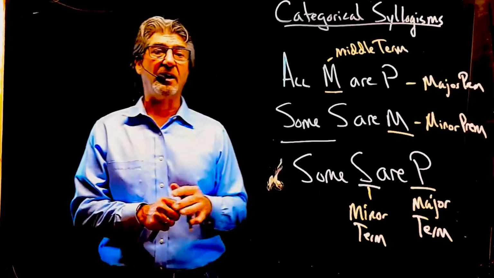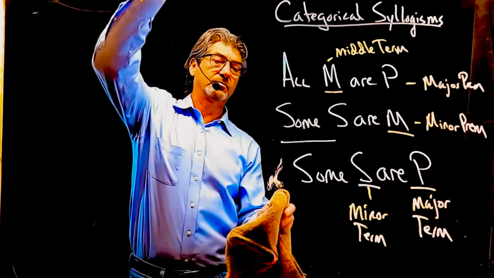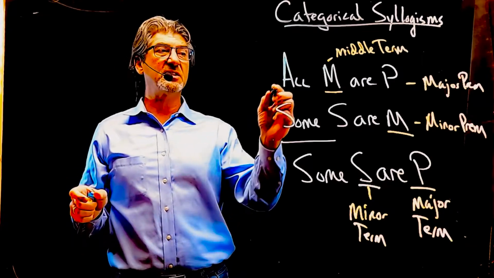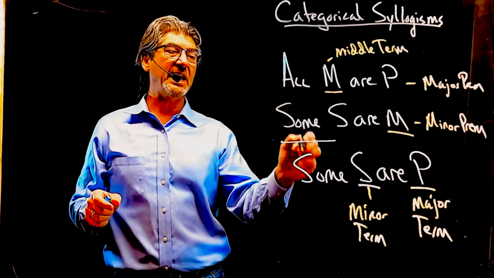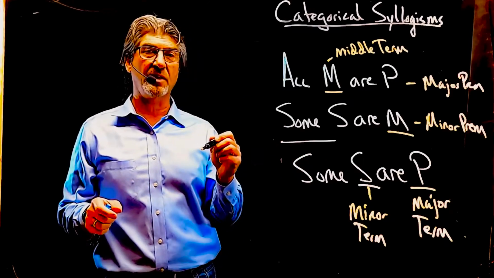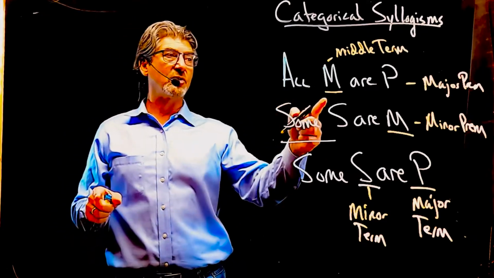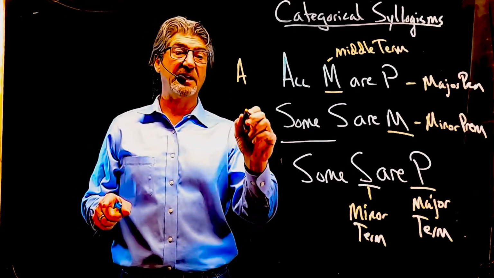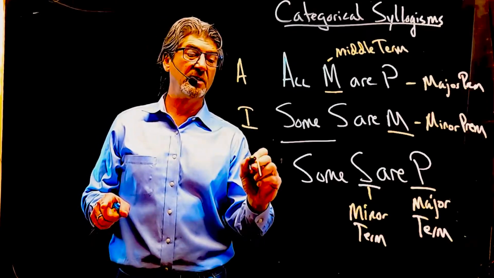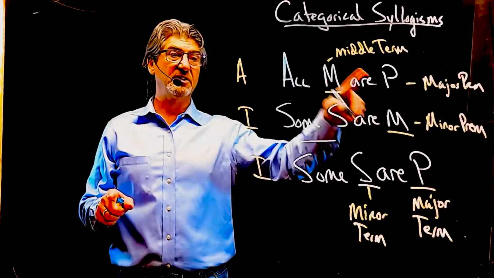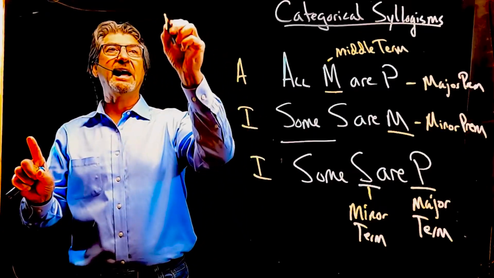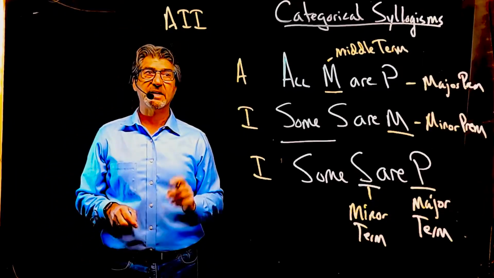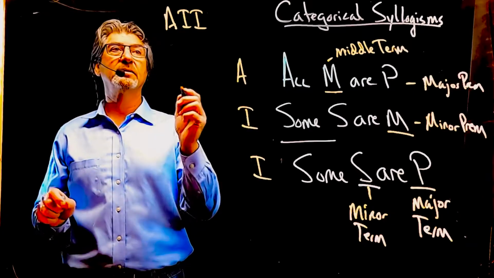The mood of a categorical syllogism is just the letter names for the categorical propositions listed in the order they appear. So the major premise is listed first, and it's an A. The minor premise is listed second, and it's an I. And the conclusion is listed third, and it's an I. So this syllogism is what we call an AII. It's an AII for its mood.